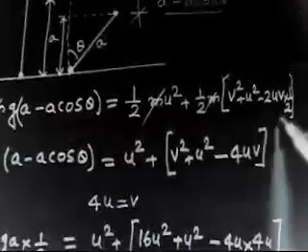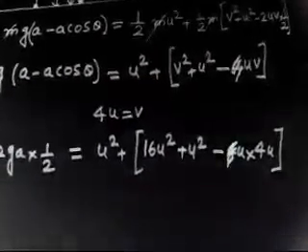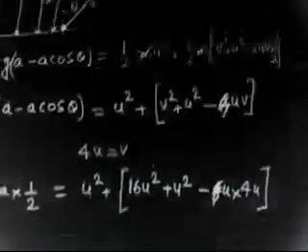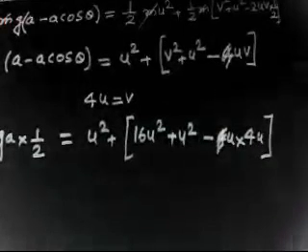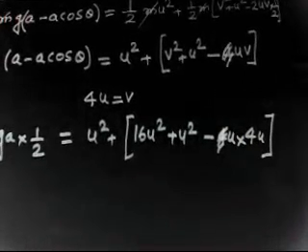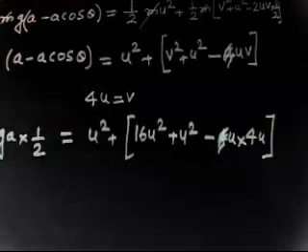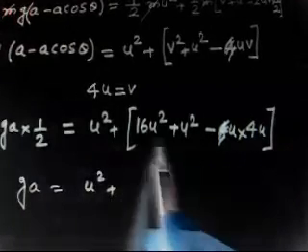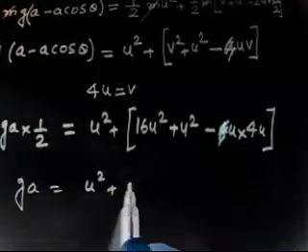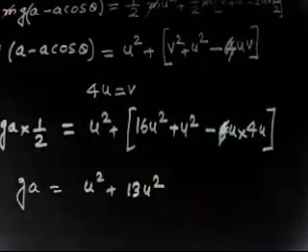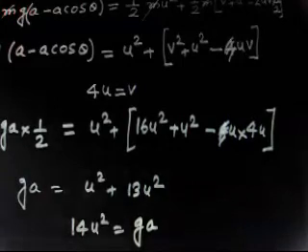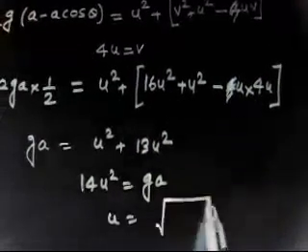Basically in this step, this 1 by 2 goes out, so there will be no 4 here. Are you getting it or not? This cos theta is 1 by 2, so 1 by 2 goes, and we will simply have u into v. So this side you have gA. This is equal to u square plus 16 plus 1, 17, minus 4, so 13. So this is 13 u square, so 13 u square is equal to gA. So u is basically the square root of gA by 13.